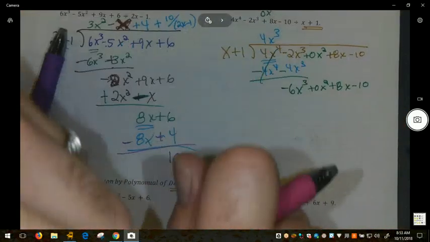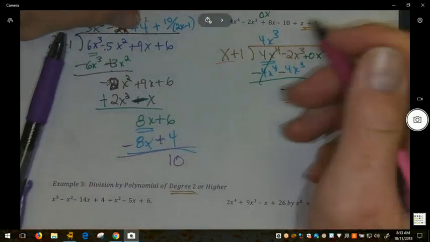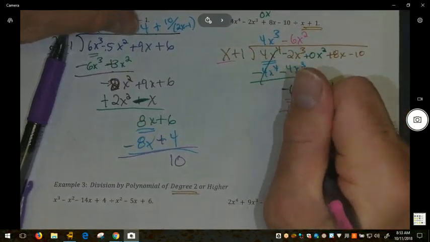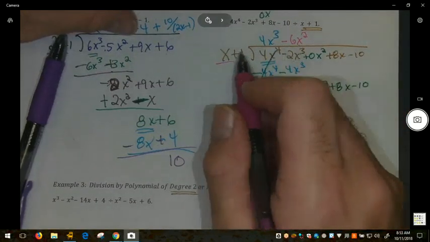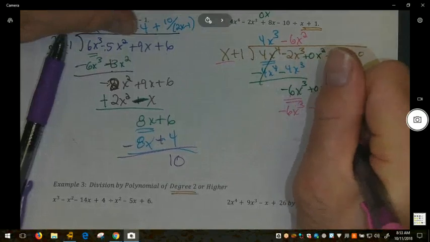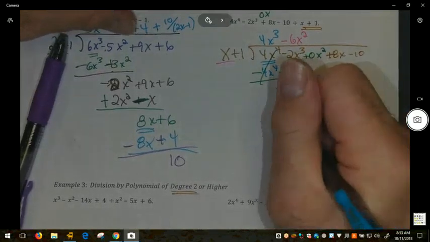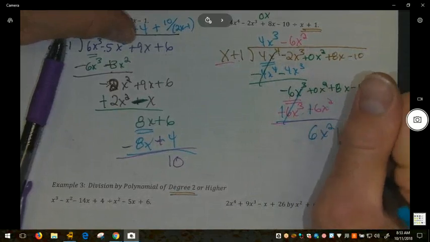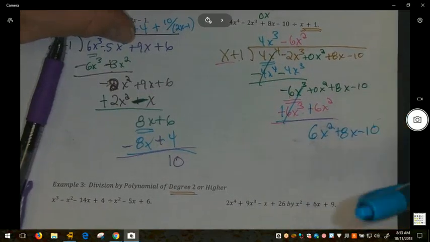Negative 6x cubed. x times negative 6x squared would give us negative 6x cubed, which is what we want. Negative 6x squared times 1 is negative 6x squared. Change the signs on the terms we just generated and combine. We now have 6x squared plus 8x minus 10.